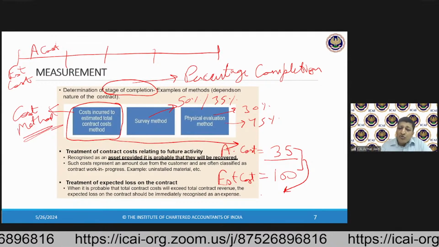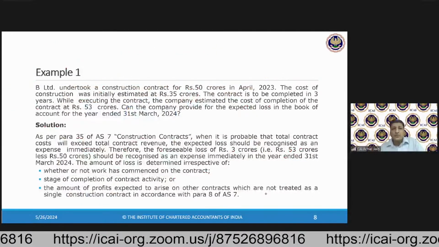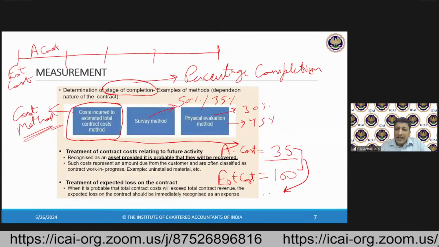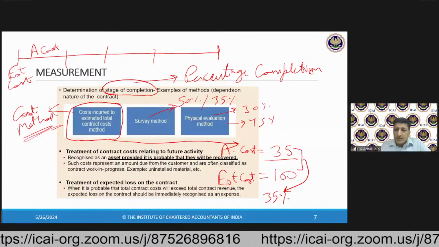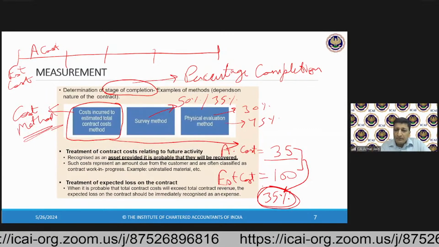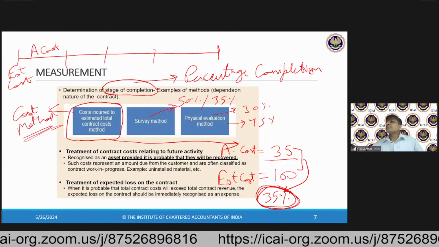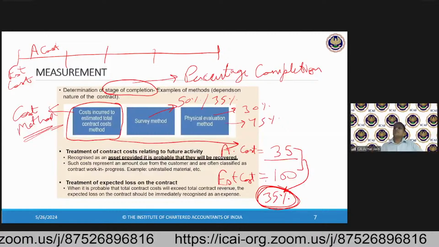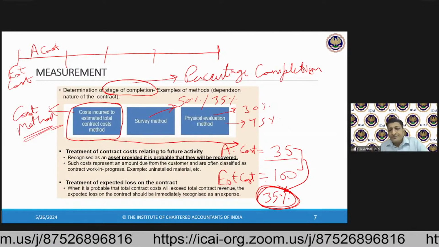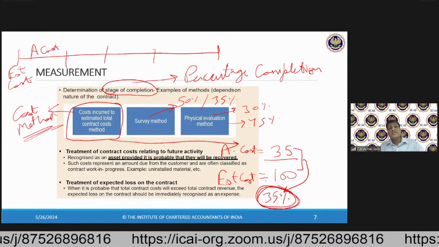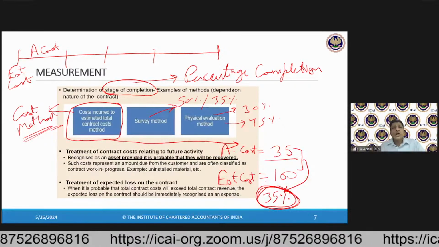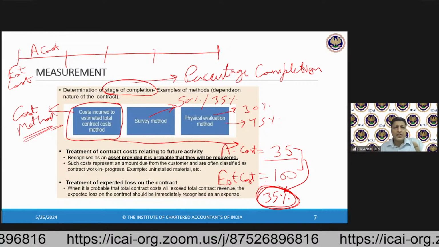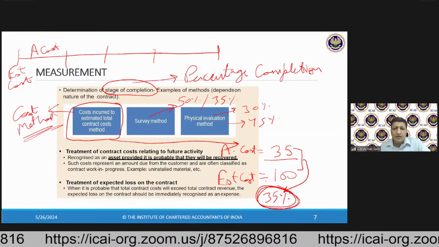Yes. So actual cost divided by estimated cost. So this becomes 35%. Yeah, I think the same is the response from Unnikrishnan, Shivanna, Baswant. Very good. Now, in the first year, we have understood how the percentage completion will be worked out.